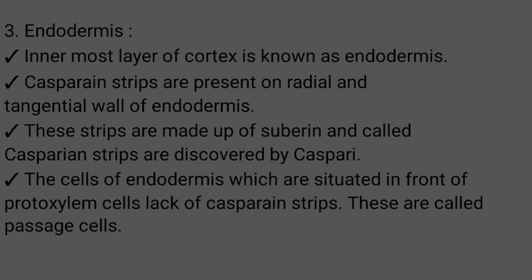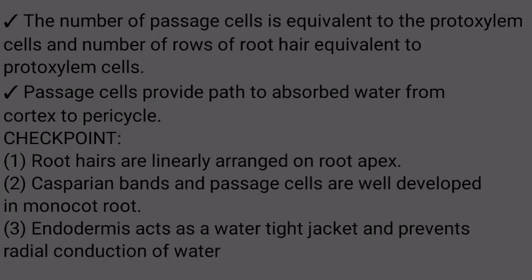The remaining cells are suberized cells which are impervious to water, but passage cells lack suberin, so these are called passage cells. During water conduction, water moves through these passage cells. Why? Because the remaining suberized cells are impervious to water. The number of passage cells is equivalent to the protoxylem cells, and the number of rows of root hairs is equivalent to protoxylem cells. Passage cells provide a path for absorbed water from cortex to pericycle.